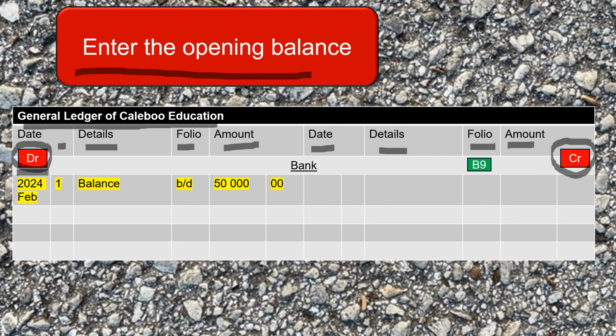The opening balance when we start this month is 2024 February the 1st. The balance brought down, we write B/D on the 1st of the month, brought down, and the amount is 50,000. Where did we get that information? From, in this example, the trial balance on the previous page. So you're going to now complete this bank account looking at the transactions that you recorded in the accounting equation table that we did in the previous two videos.